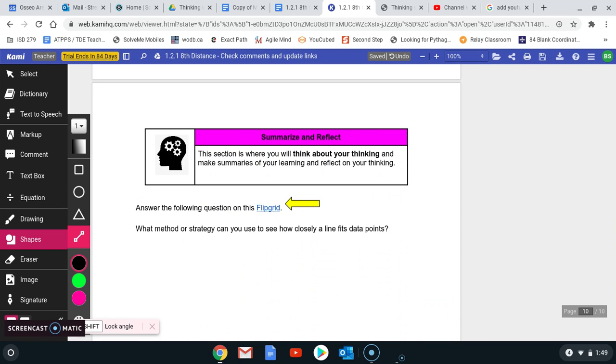Finally, the last thing you're going to do is you're going to answer a question on this Flipgrid. What method or strategy can you use to see how closely a line fits data points?